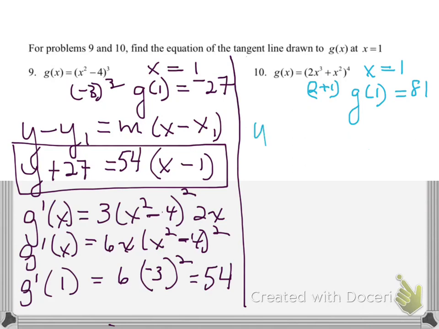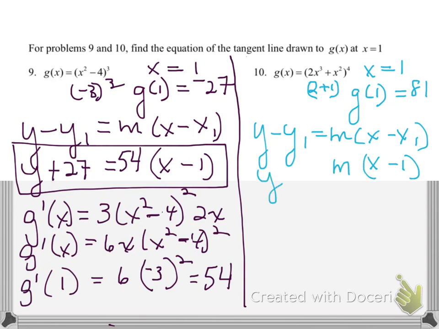So at this point, let's follow the pattern we put forth in problem 9. Write the equation of the tangent line. Fill in what you already know. I know my x was 1. I don't know my slope. I'm going to work on that when I take the derivative. y1 is 81. Alright, so now take your derivative.